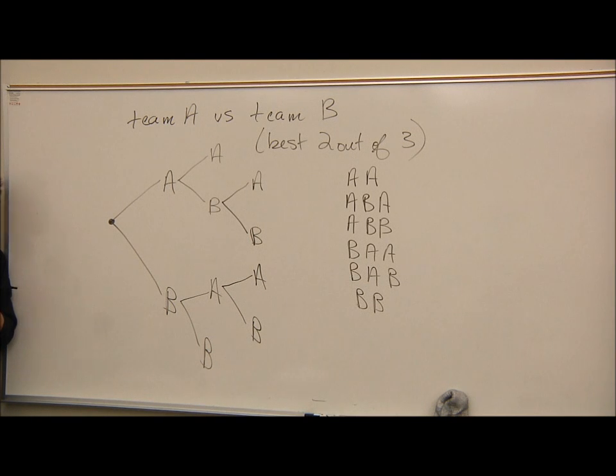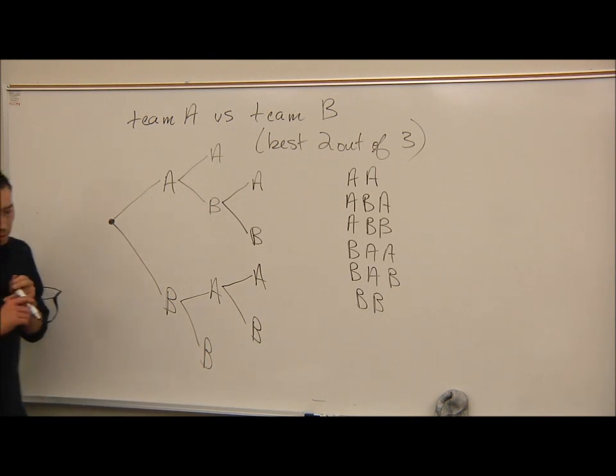Tree diagrams are really, really awesome. They're really great, but you really only want to do it with smaller outcomes, right? If I flip a coin 100 times, I don't want to do a tree diagram for that. 2 or 3 times, all right, I'll do a tree diagram, but not 100 times.